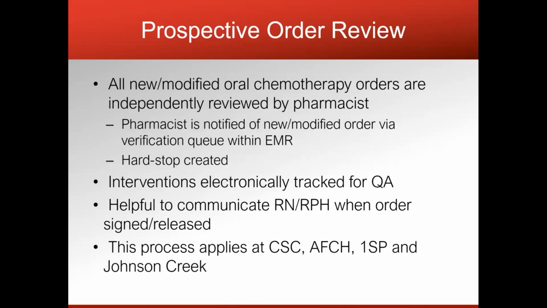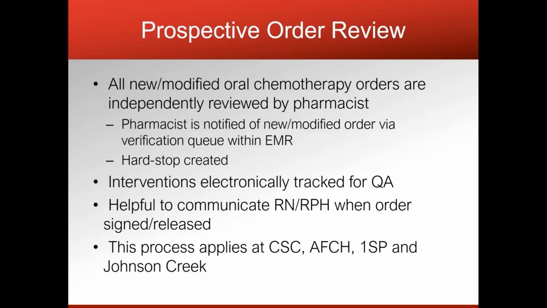We do have a prospective order review process. This is a process whereby pharmacists do a verification step for orders when they're signed within Epic. If you as a prescriber order a chemotherapy or reorder a chemotherapy out of the medication activity, or if a chemotherapy order is released out of a plan, this routes to a verification queue that a pharmacist can see. The pharmacist then does the same types of checks that they would for an IV treatment in clinic. This has helped a lot in terms of safety.